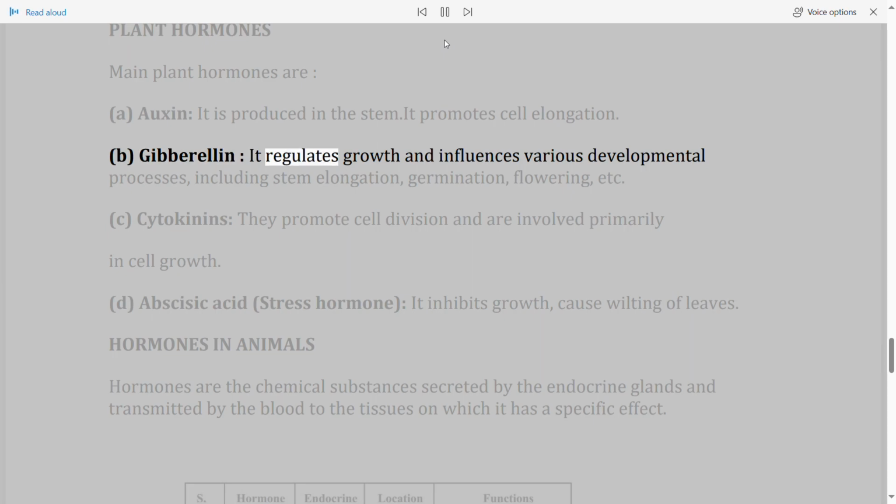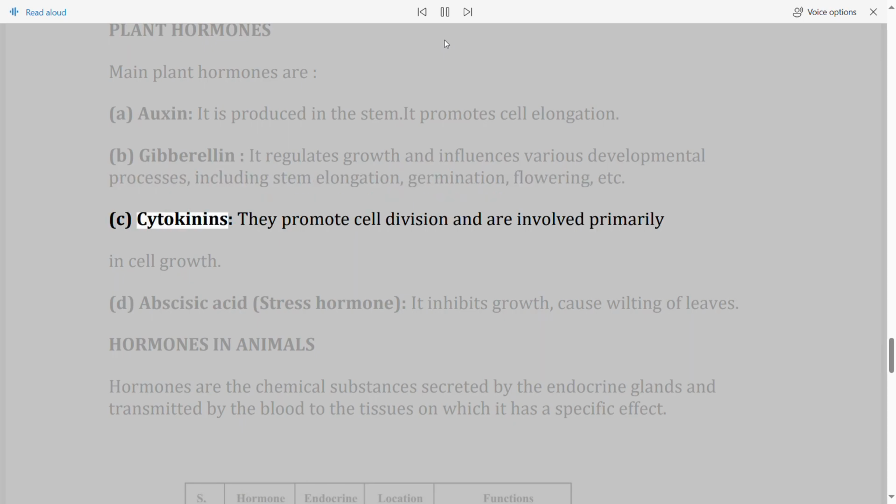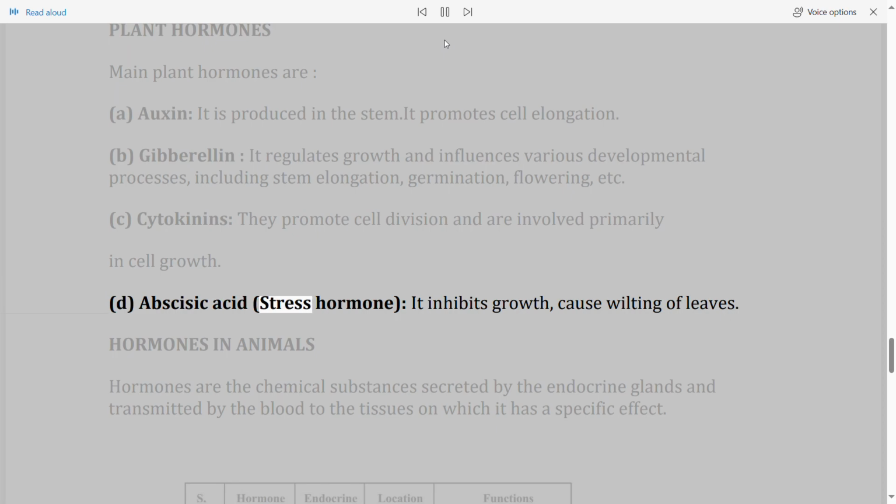B. Gibberellin, it regulates growth and influences various developmental processes, including stem elongation, germination, flowering, etc. C. Cytokinins, they promote cell division and are involved primarily in cell growth. D. Abscisic acid, stress hormone, it inhibits growth, cause wilting of leaves.